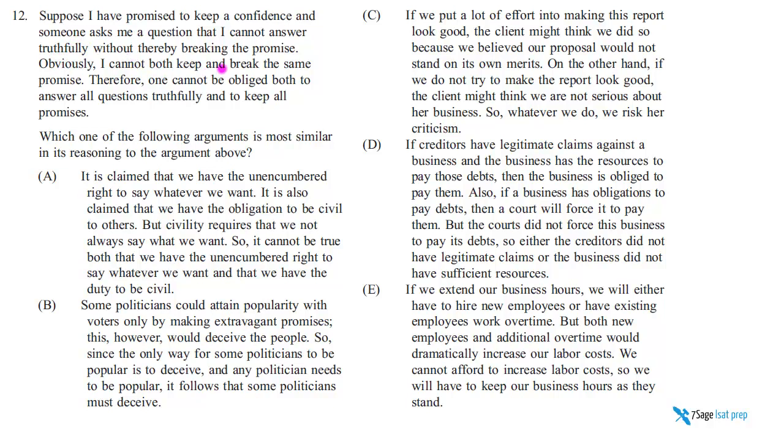So obviously, you cannot keep and break the same promise. Either keep it or break it. You can't do both. So therefore, one cannot be obliged both to answer all questions truthfully and to keep all promises. Yeah, very good. They're saying one particular instance of A and one particular instance of B contradict. A is keeping a promise, B is telling the truth. Therefore, for the whole class of things called A and the whole class of things called B, all promises and all instances of telling the truth, there's no way that you can always do both. Because why should I believe this conclusion? Because here's one example where they are in conflict. So you cannot be obliged to both answer all questions truthfully and keep all promises.